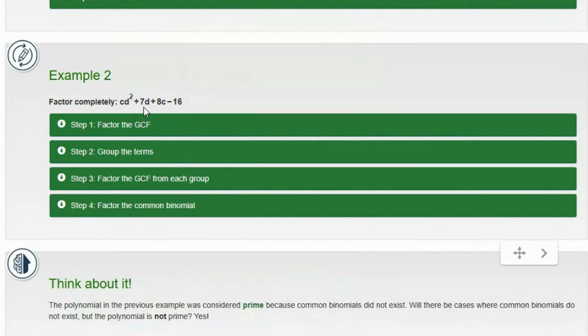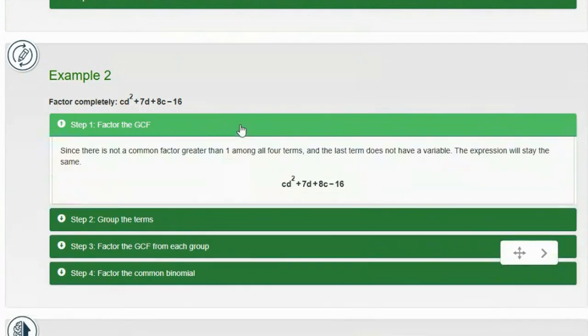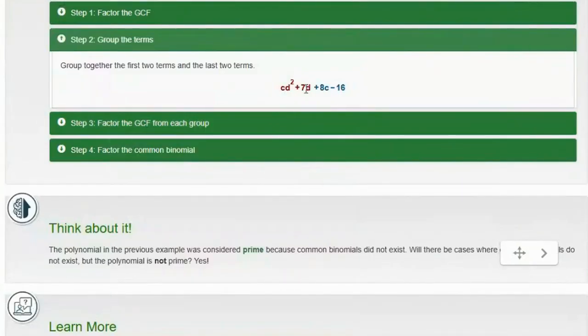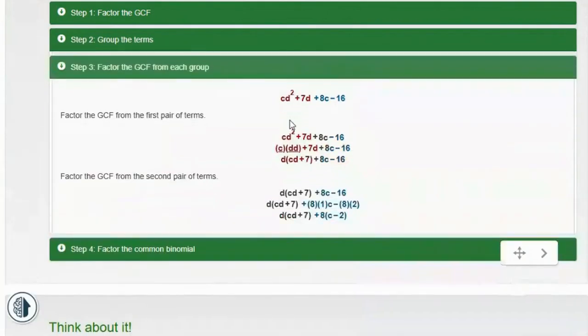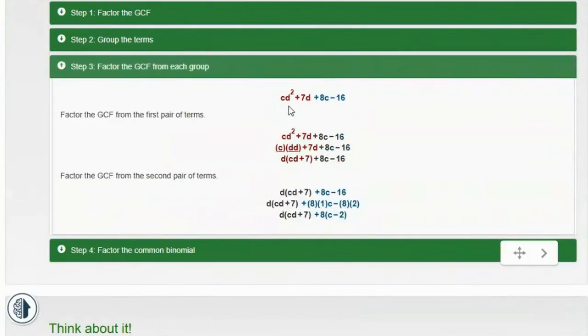cd squared plus 7d plus 8c minus 16. Factor the greatest common factor. In this case, there's not one because there's no coefficient out here, so we don't have to worry about the 7, 8, and 16. There's no variable down here, so we don't have to worry about the c or d being factored out. Again, you group them, the first two and the second two, factor out what you can at the first one, which is just a d. The second one, you can factor out an 8. So you end up with that cd plus 7.